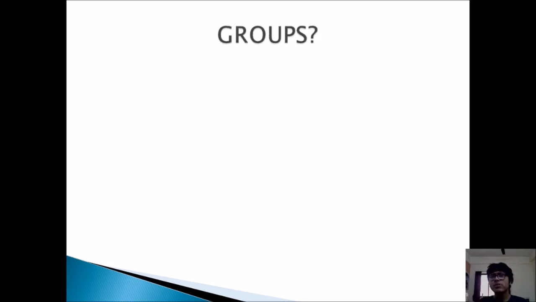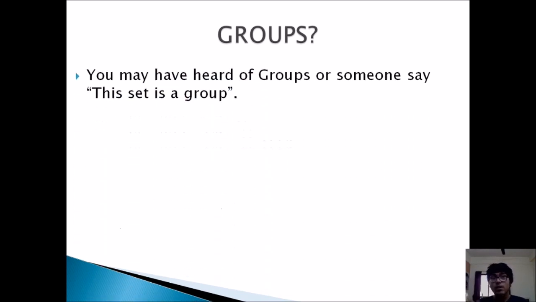So groups. What exactly are groups? You might have heard someone say that this set is a group, or a group is a set which is a structure, which I just said right now, or groups are basically sets, or this set can behave as a group. So who is right? Which one of them is right? Most of them are indeed, but to get it axiomatically correct, a group has only one definition. We shall see that one.